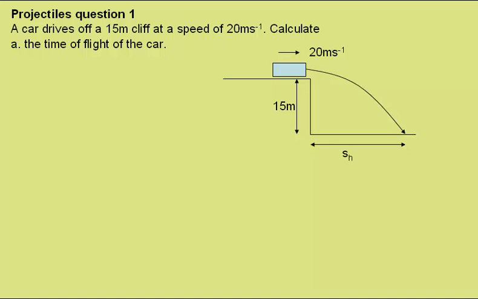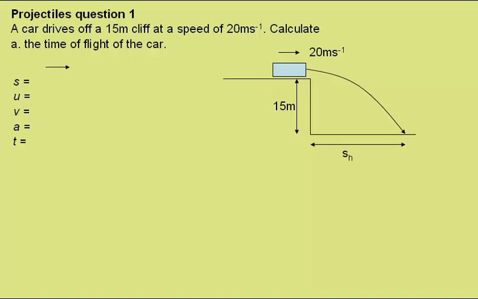Well, for any problem involving the equations of motion, it's useful to write down SUVAT, where s is the displacement, u the initial velocity, v the final velocity, a the acceleration, and t the time. When it's a projectiles problem, we can do this for the horizontal direction, and in a moment we'll do the same for the vertical direction.